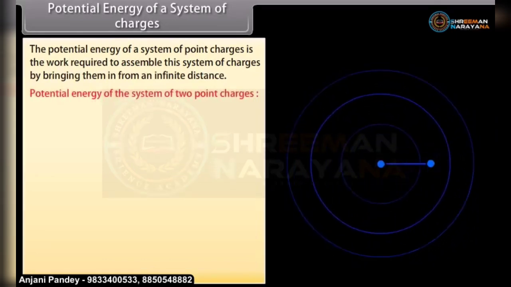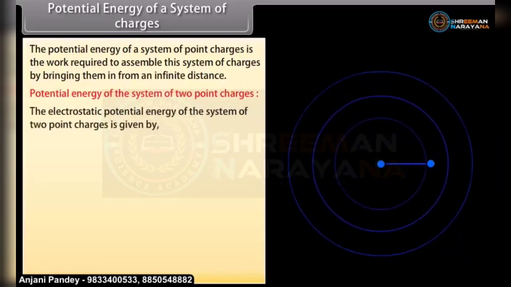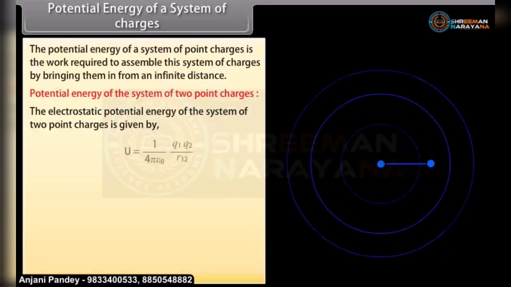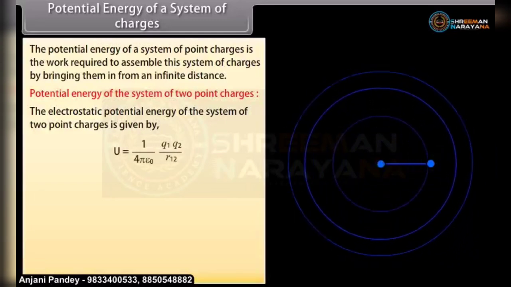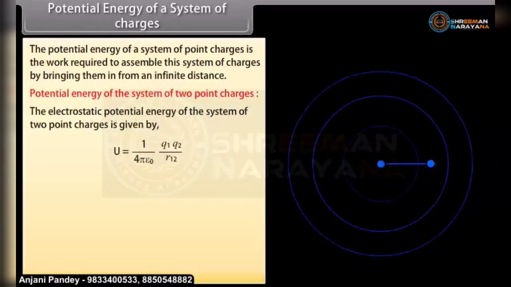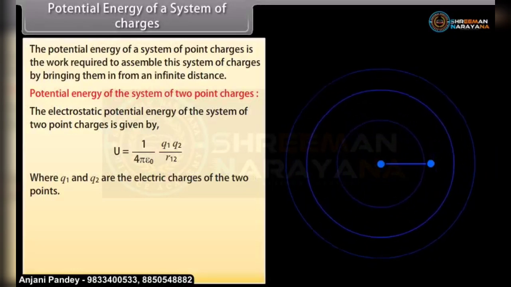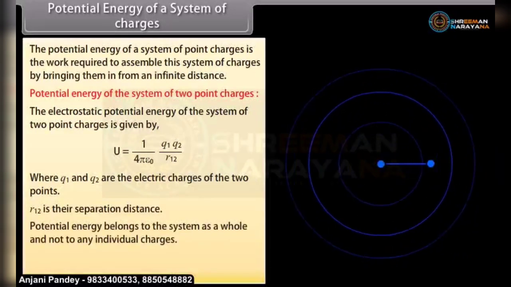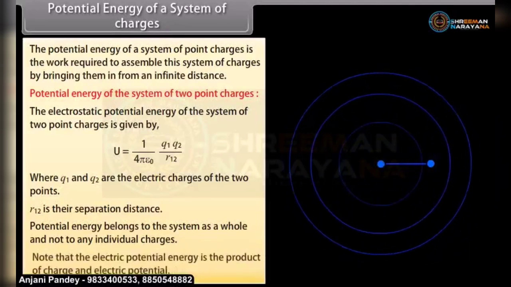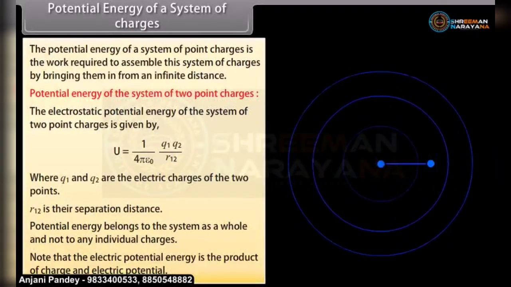Potential energy of the system of two point charges. The electrostatic potential energy of the system of two point charges is given by U as 1 upon 4 pi epsilon naught multiplied by Q1 Q2 upon R12, where Q1 and Q2 are the electric charges of the two points and R12 is their separation distance. Potential energy belongs to the system as a whole and not to any individual charge. Note that the electric potential energy is the product of charge and electric potential.